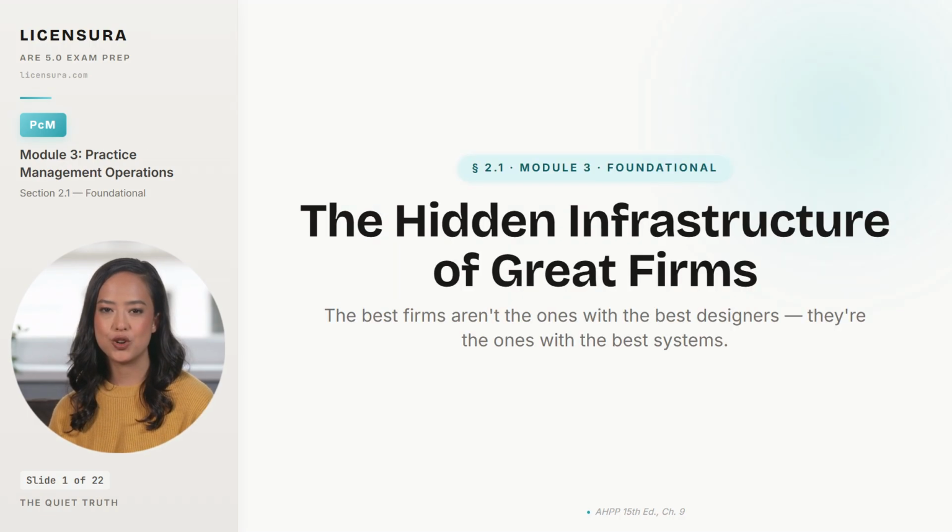Here is an uncomfortable truth most architects never want to hear. The best architecture firms are not the ones with the most talented designers. They're the ones with the most disciplined systems. Two studios can hire from the same school, pay the same salaries, and produce work of equal quality on the boards. One delivers consistently on budget, the other lurches from crisis to crisis on every project.